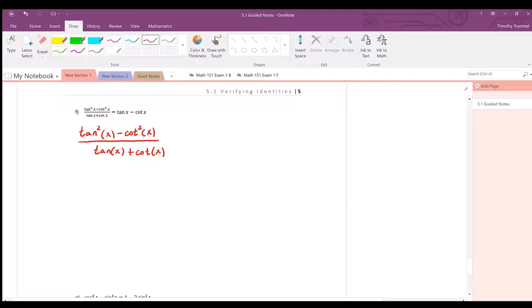And that is we're going to be able to factor and do some cancellation, and what we'll be left with is tangent of x minus cotangent of x. Now, in order to be able to factor what we're looking at there, we have to be thinking about our difference of squares formula. And it's just that A is equal to tangent and B is equal to cotangent.